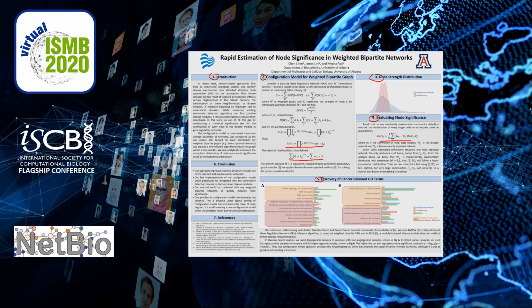Now we test our model on two public gene expression datasets. One is ovarian cancer, the other is breast cancer. They are both large datasets, so we can use subsampling to construct some gold standard results. Figure A is based on the comparison between angiogenic ovarian cancer versus non-angiogenic ovarian cancer.